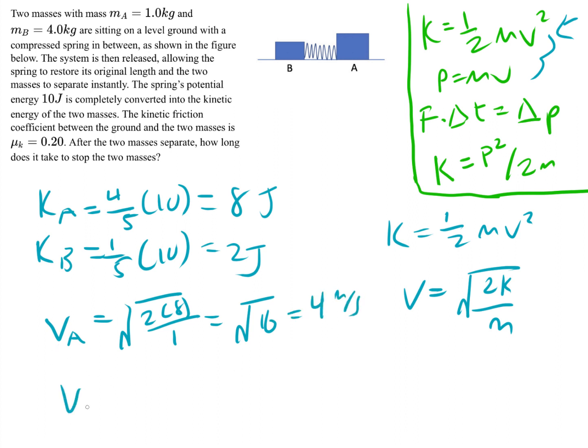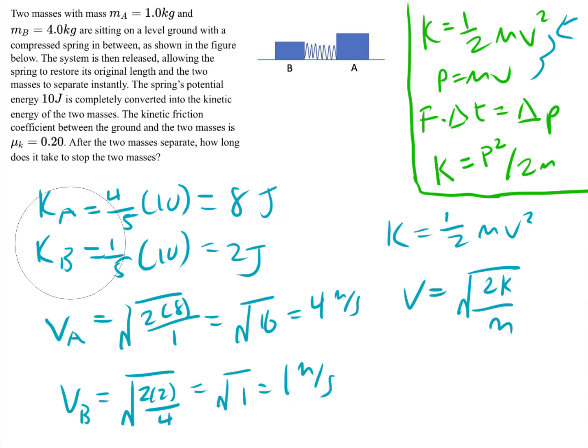Now the velocity of B, again we do the same thing. We plug their kinetic energies in, which is 2 times 2, divided by the 4 kilograms of its mass. And then this will give you the square root of 1, which is simply 1 meter per second. And now we have figured out the velocities of the two blocks.